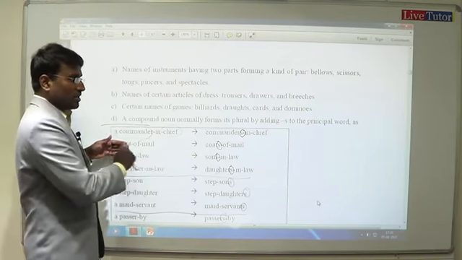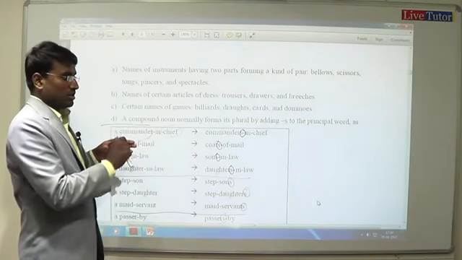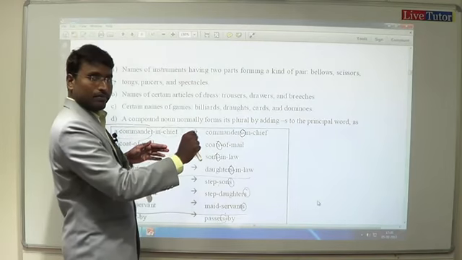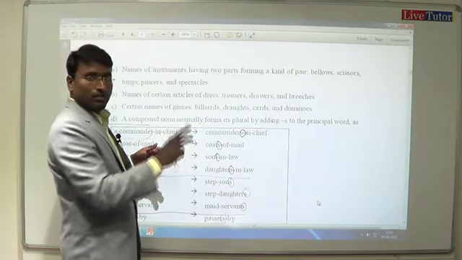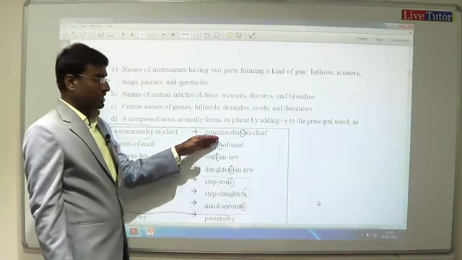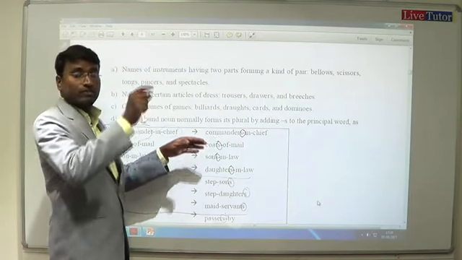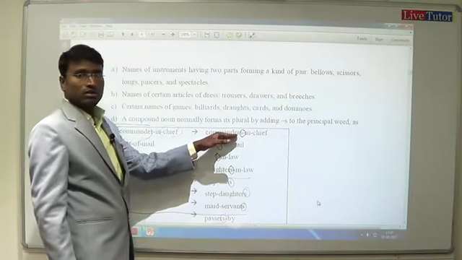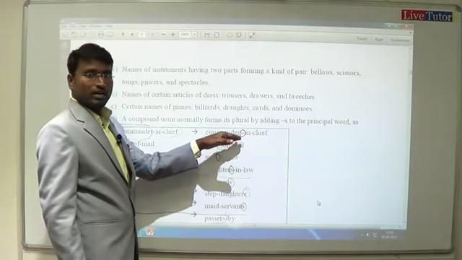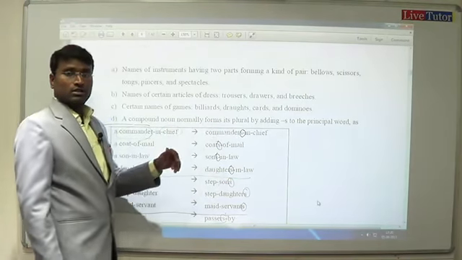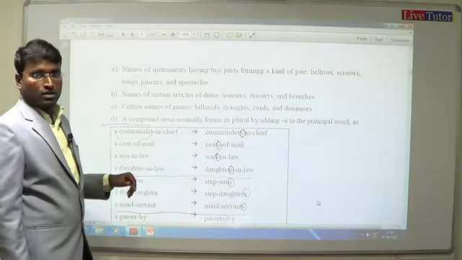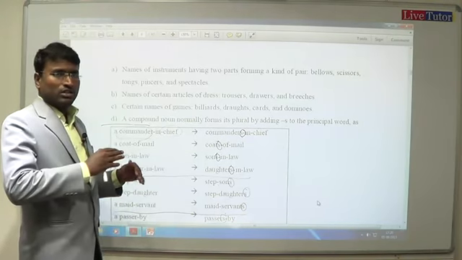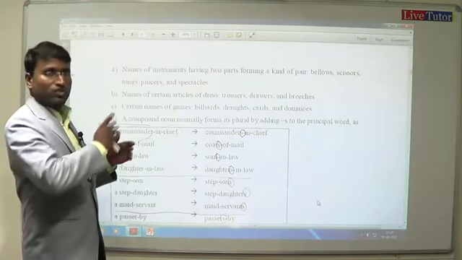So there will definitely be a question, and there will be options: commander in chiefs, commander in chief, commanders in chief. Among those, which one are you supposed to select? Commanders in chief. Why? Because the first noun, commander, becomes commanders. Normally we can't say why this rule is this way.